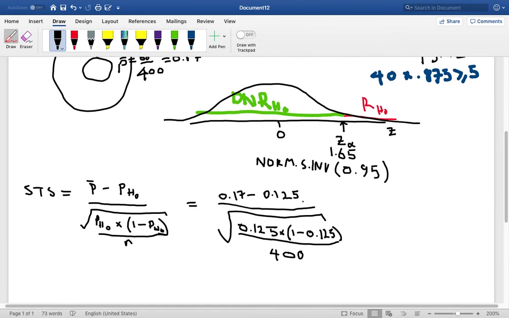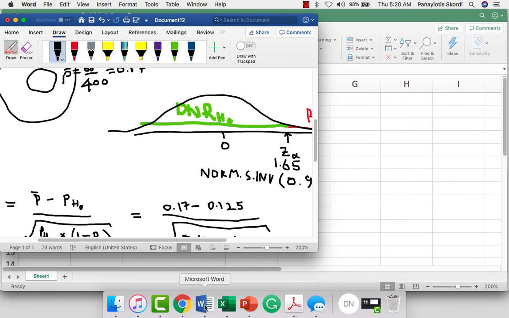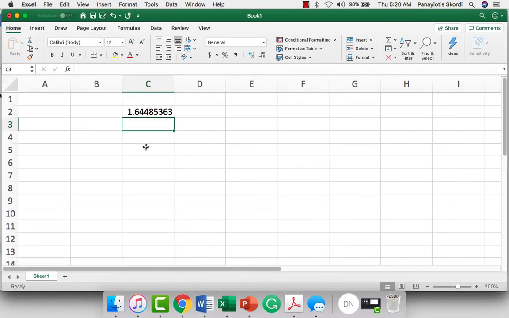Okay, so let's do this calculation. Should we just pop over to Excel to do this calculation again? So let's just pop over to Excel and do the calculation. I'm going to do it in two parts. The numerator, the top part, is going to be equal to 0.17 minus 0.125.